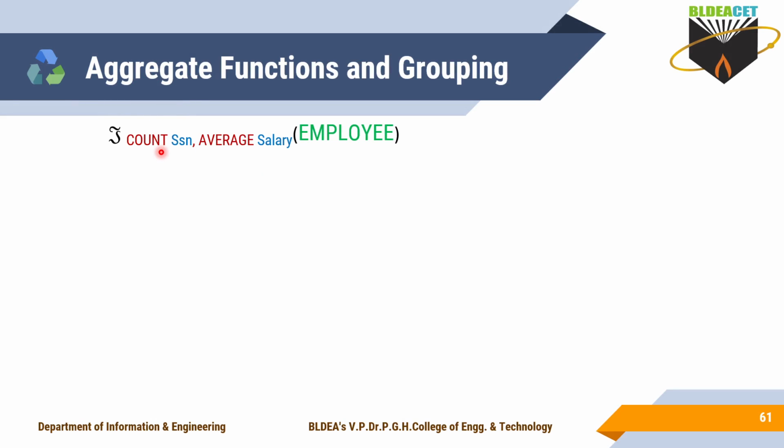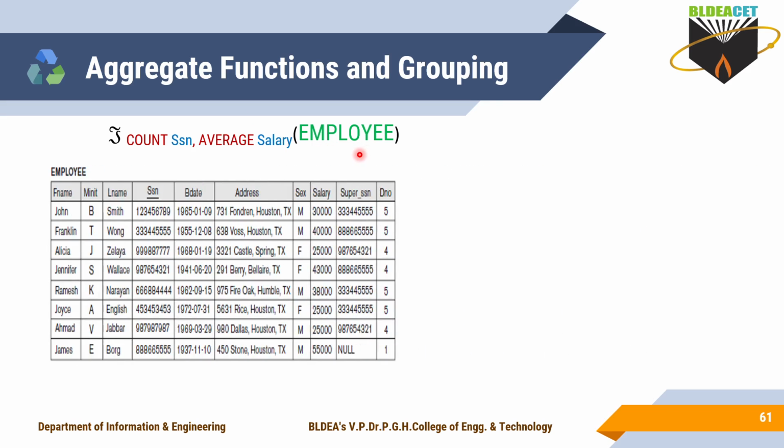Let's take one example. Now I want to apply count. Now you want to use the aggregate function. The script F is the operator. Next you have to specify the functions: count and average are the functions. For which attribute you want to apply each function, that attribute name you have to specify next. Count you want to apply for SSN, and average you want to apply for salary. These are the attributes of the employee table.